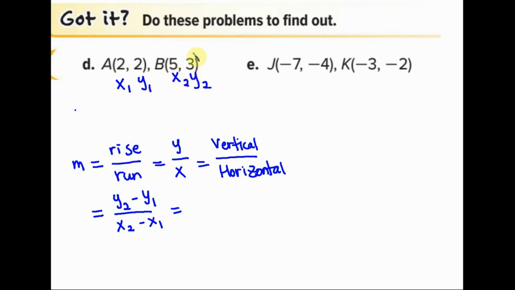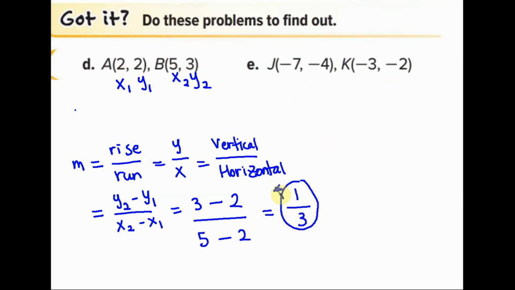So then the 3 will be your y2, so 3 goes first, minus, the minus is coming from here, the y1 becomes 2, over. The x2 is representing the 5, so 5 minus, where that's coming from here, the x1. The x1 is 2. Now you're going to calculate this. 3 minus 2, I get 1. 5 minus 2, I'll get 3. So the answer becomes 1/3 for my answer.